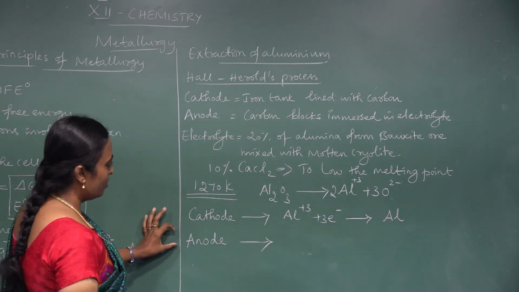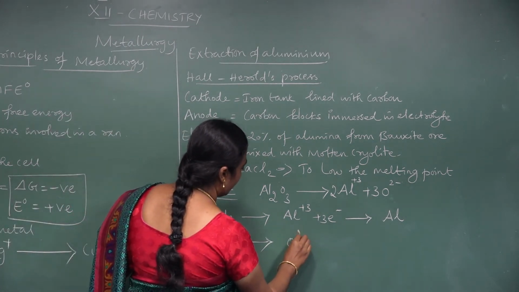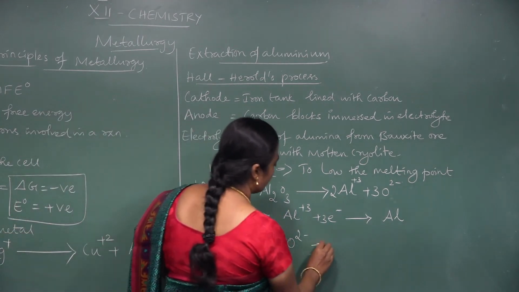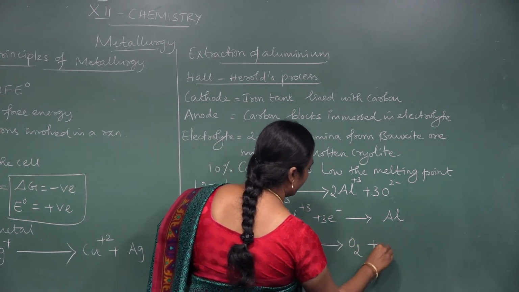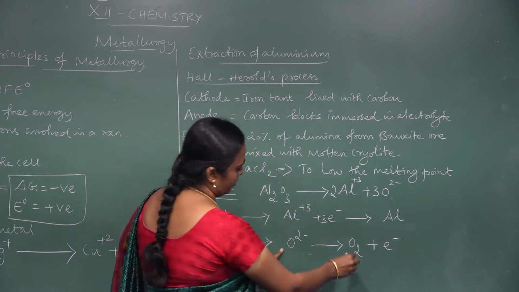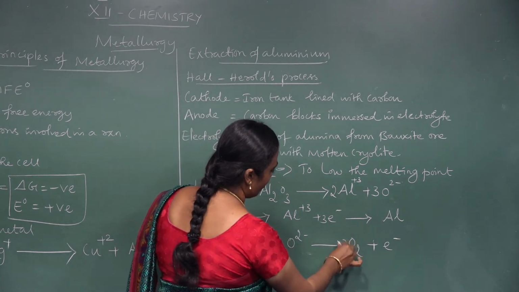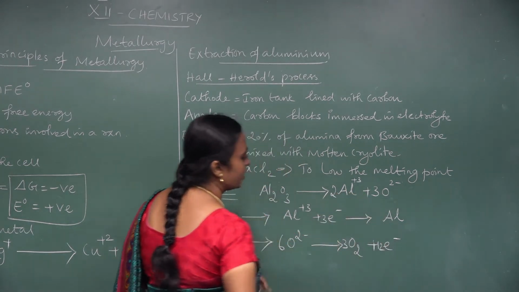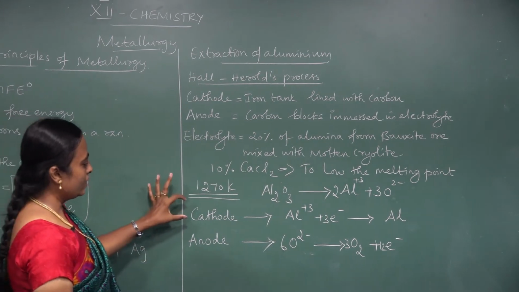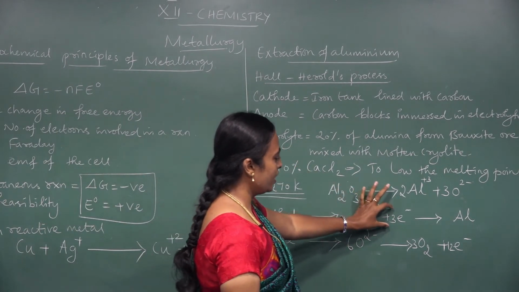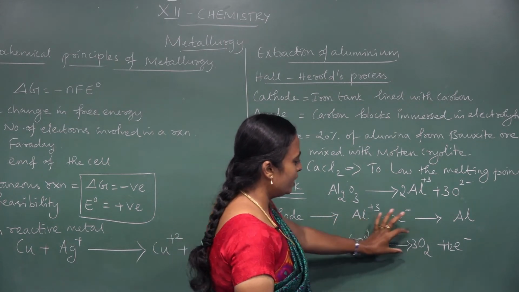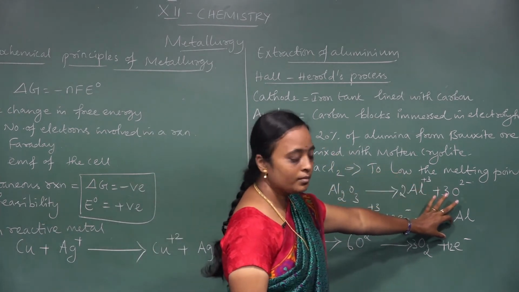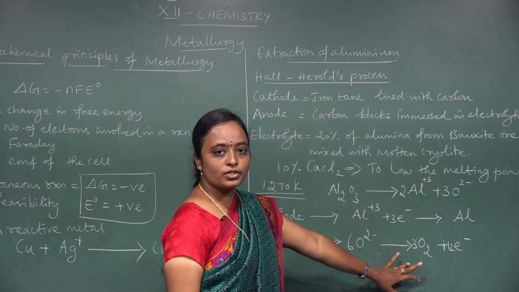And if I am taking the anode reaction, at the anode you have to take oxygen. There will be liberation of electrons. So I am going to write this as O2- giving O2 plus electrons. If I take this conversion, 3 O2- and here 6, there will be liberation of 12 electrons. Okay. So at cathode we are involving electrons. At the anode, oxidation, there will be liberation. So usually you can say at the cathode there will be deposition of aluminium. At the anode there will be liberation of oxygen.